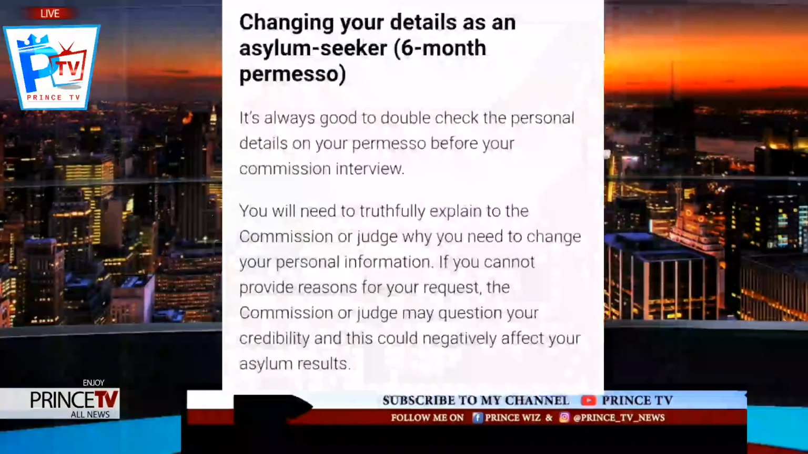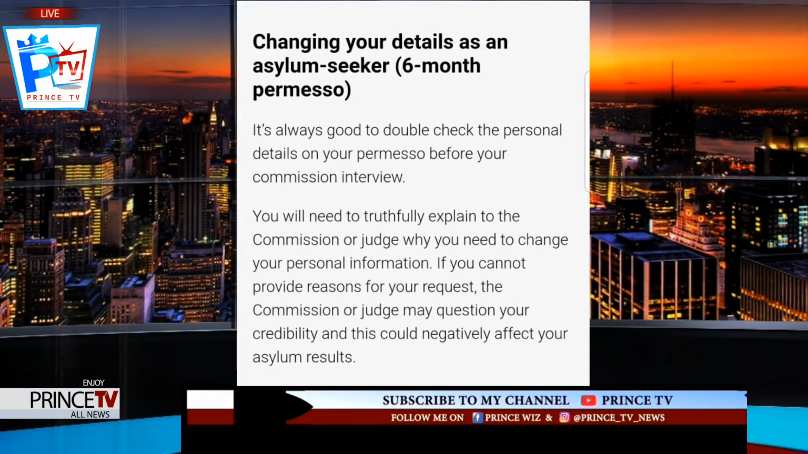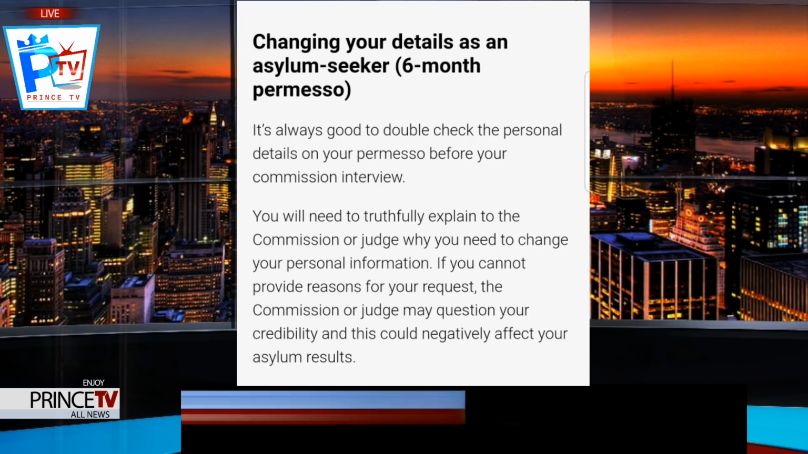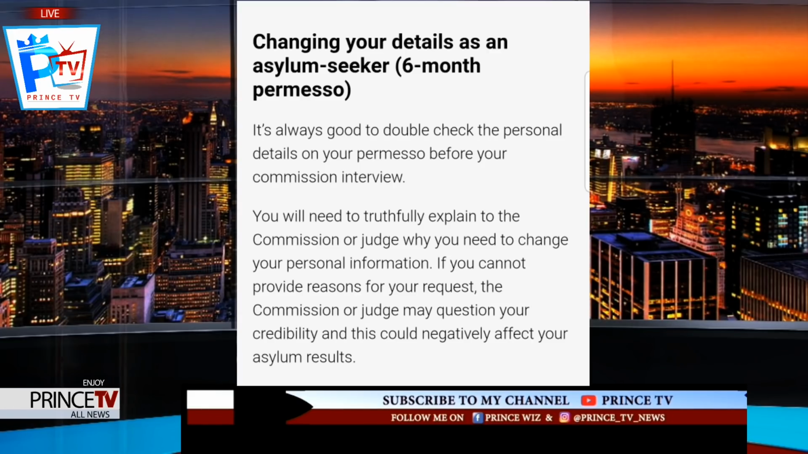It says changing your details as an asylum seeker with a 6 months permesso. It says here it is always good to double check the personal details on your permesso before your commission interview. This particular part is explaining that you have to check your name very carefully before you go for your interview. Let's go a little bit forward.